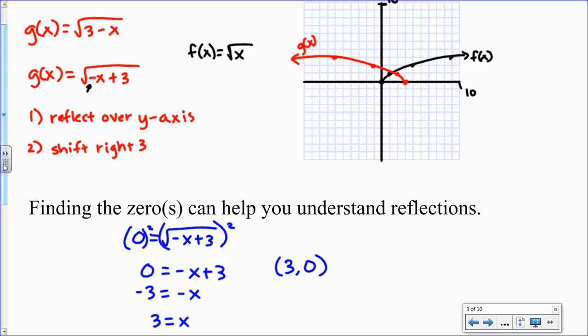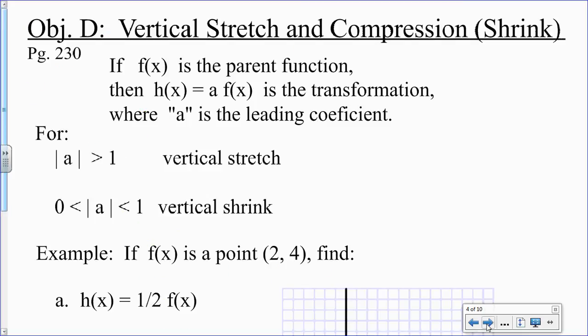So reflections over y are the only ones that you have to think a little bit more about, but all the other ones, whenever it's inside, your horizontal translation, you're doing the opposite. Okay? Okay, let's talk about stretches and compressions, or stretch and shrink.